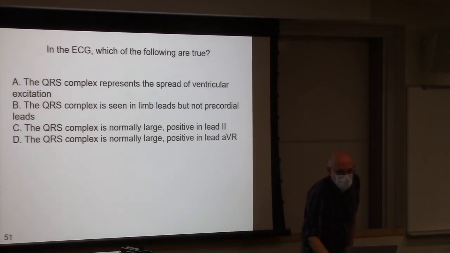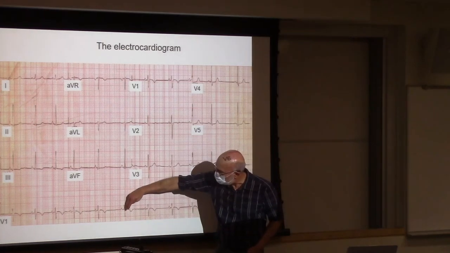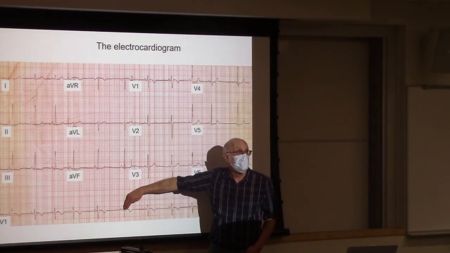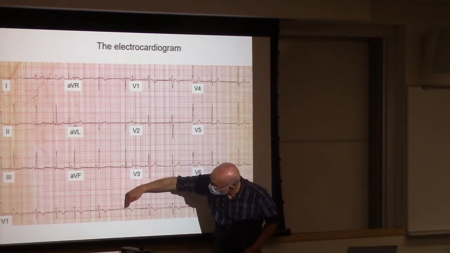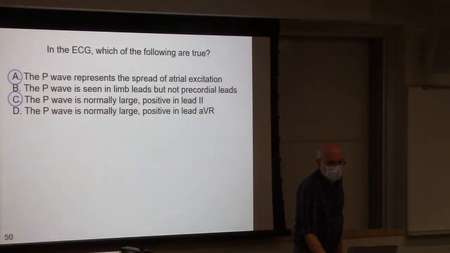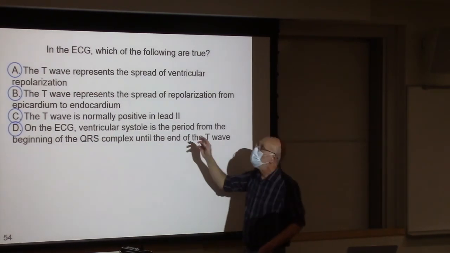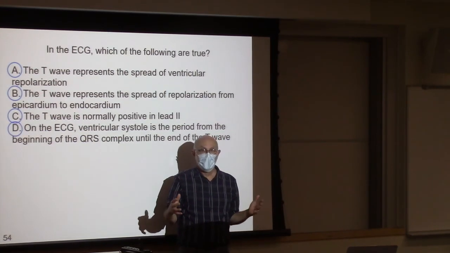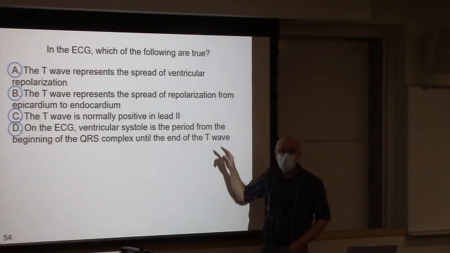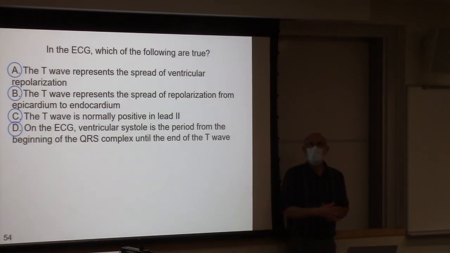So let's look at an ECG. Ventricular systole is the period from the beginning of the QRS complex, the beginning of depolarization, to the end of the T wave, the end of repolarization. So the interval from QRS to the end of T is a good measure of the duration of ventricular systole. Remember, the duration of the QRS complex is a good measure of how fast it's depolarizing. But the interval from the beginning of the QRS to the end of the T wave is a measure of the duration of ventricular systole. We're not actually measuring contraction. This is an electrical representation of systole.